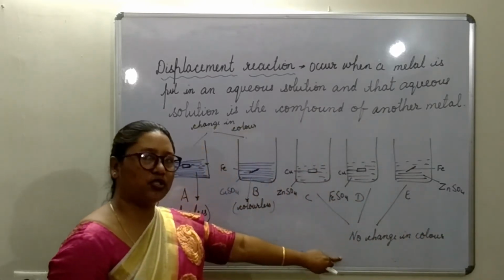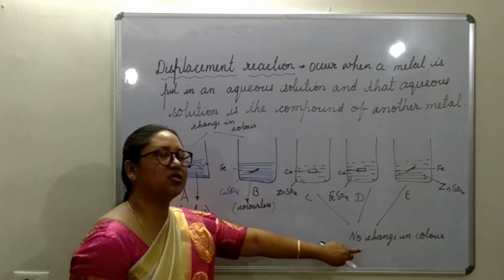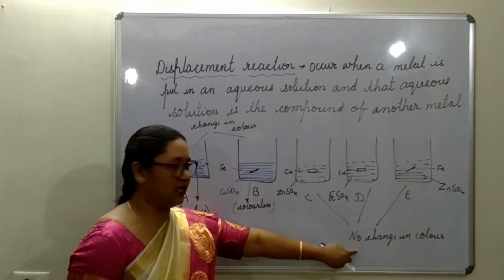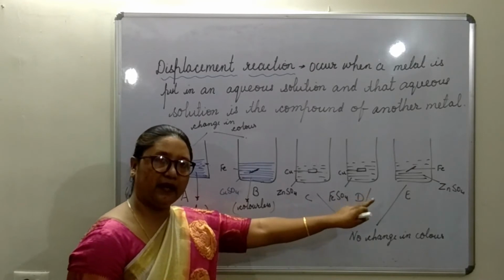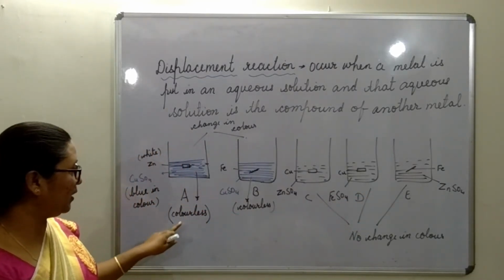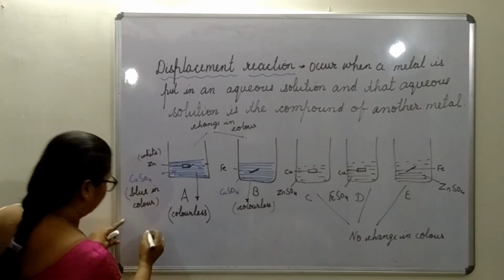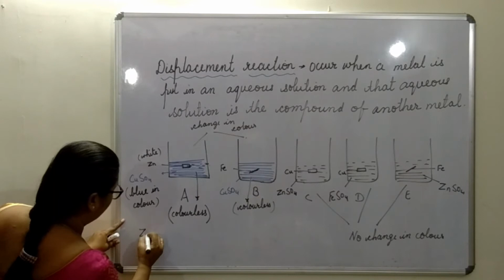Here you will find no change in color. If there is no change in color, it means there is no reaction taking place in beakers C, D and E. Here there is a change in color. So what is happening? The reaction is taking place. Now we will see what type of reaction.